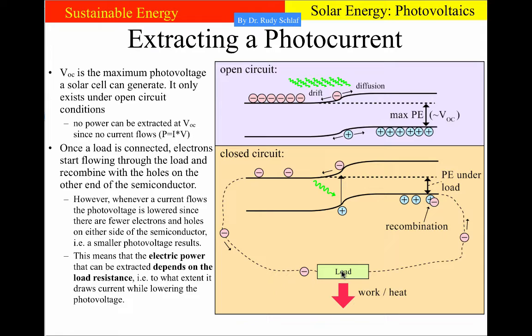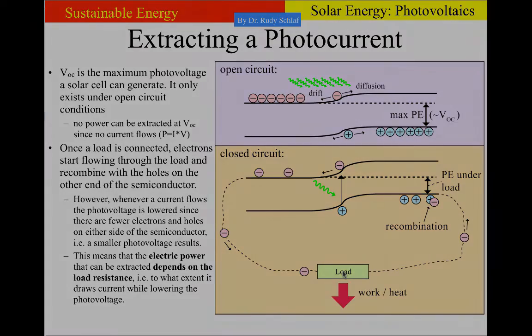If we give the load a low resistance, we extract a lot of current, then of course this voltage here will be smaller because we remove more and more charges on either side of the solar cell. And if we use a load with a high resistance, then we will be closer to the open circuit voltage. So what we see here immediately is that the performance of a solar cell crucially depends on the load that is attached to it. Solar cell and load need to be matched to maximize the work or heat that can be extracted from the solar cell.